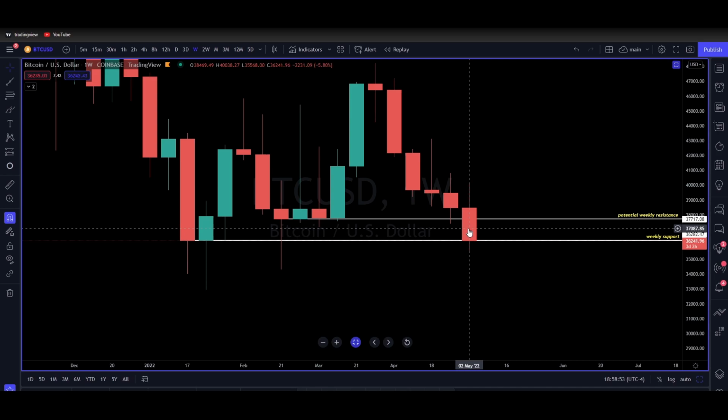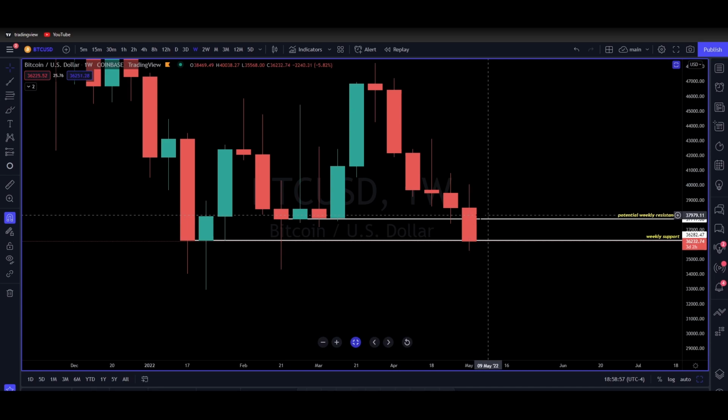So one scenario would be to wait on the weekly close and see, does it close below this support or does it close above the support? If it closes above the support, then that means you're going to have a big long wick, and that means your stop is going to have to be wider.